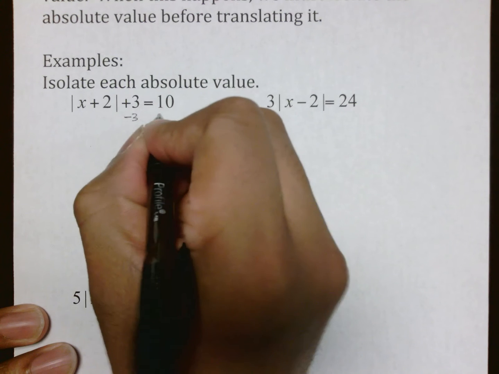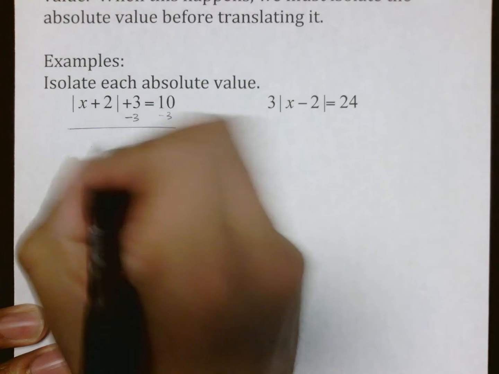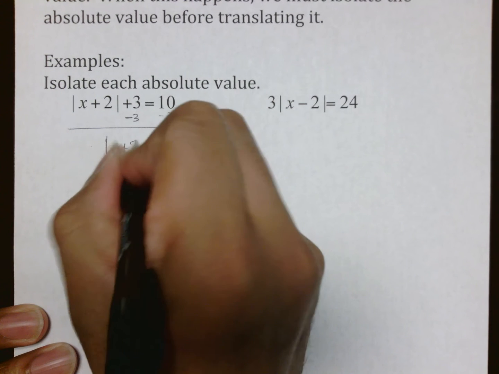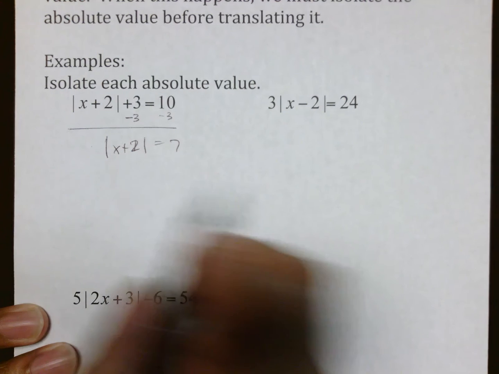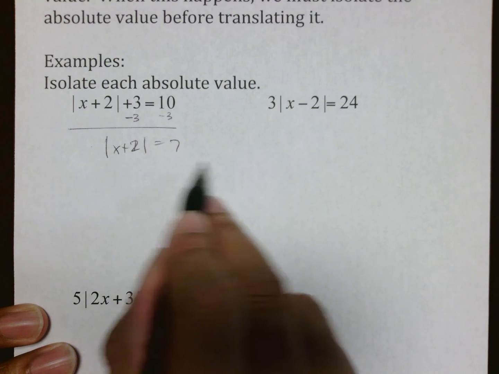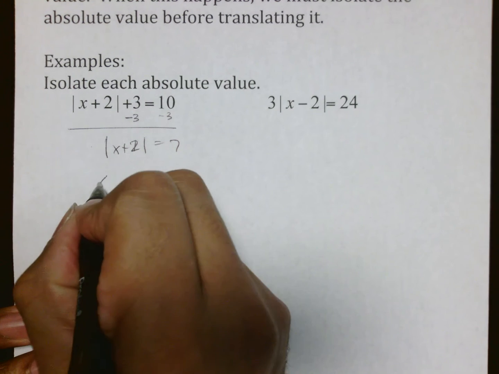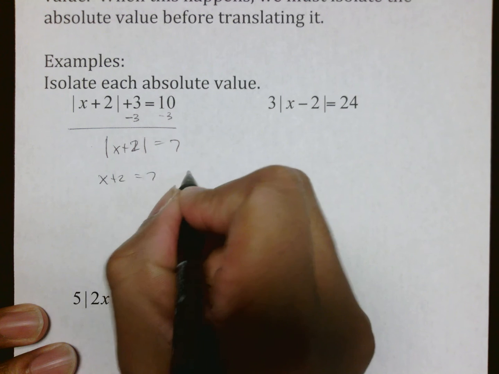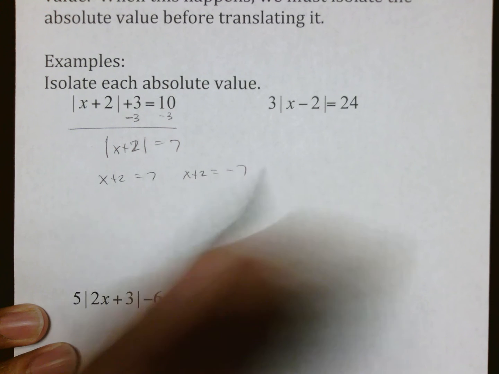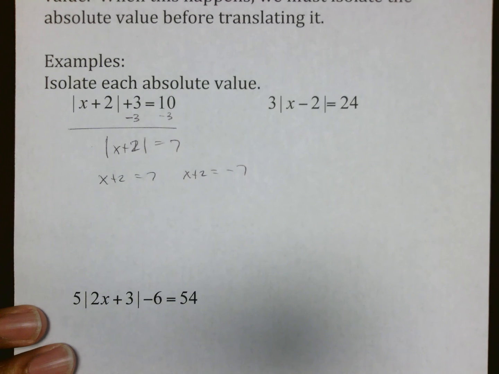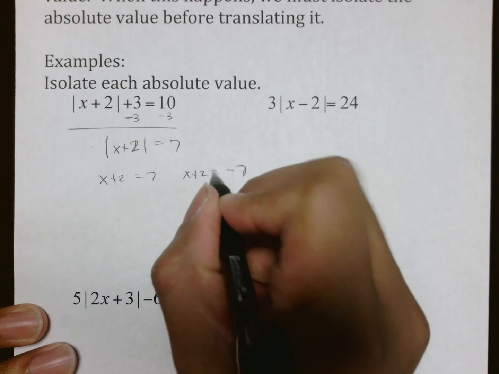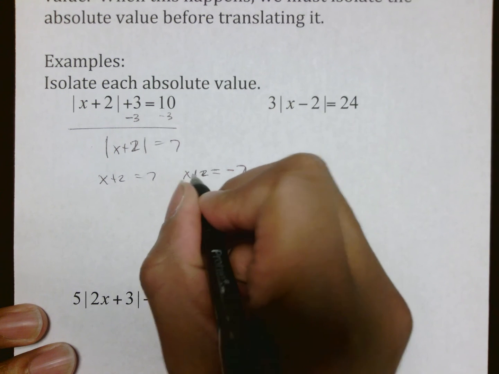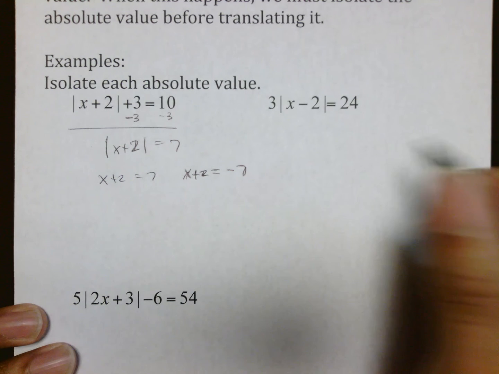So we will use algebra to move the 3 out of the way. We will bring down our x plus 2 with a 7, and now that this is all by itself, we will do x plus 2 equals 7, x plus 2 equals negative 7. Use the algebra that you know to isolate the absolute value. Again, the absolute value will never change around something else.